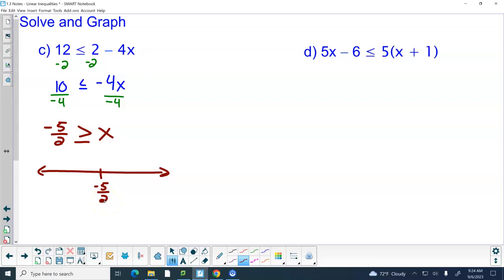Open or closed? Because it's the equals part, it's closed. We want that to be the biggest number. We actually want smaller numbers than that. So we're going there.